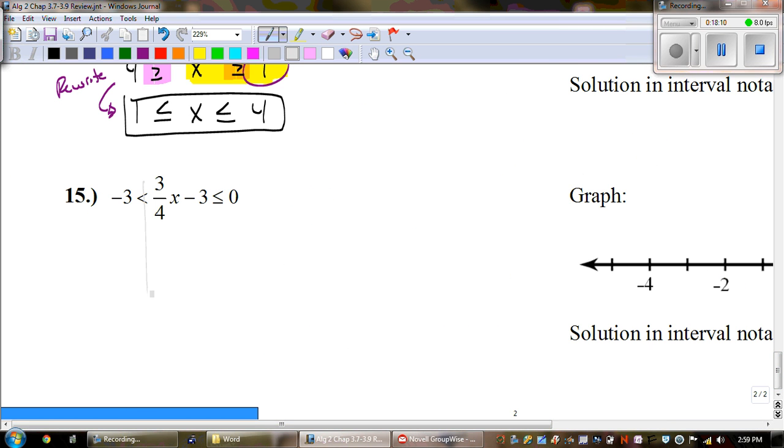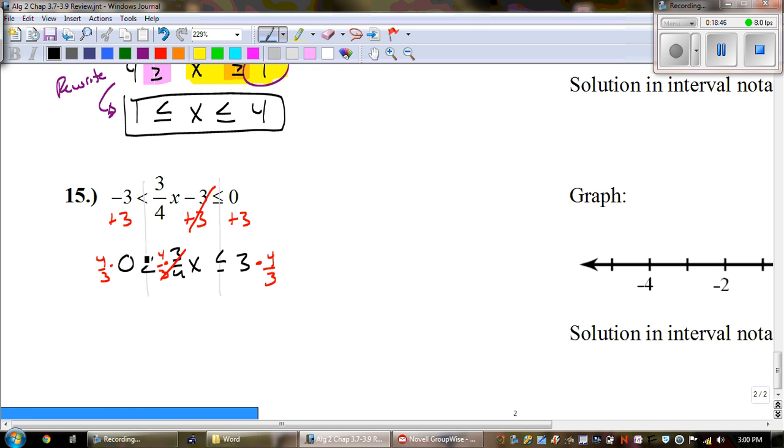Okay. Last one. Let's go ahead and solve this. I want to add 3 to all sides. -3 plus 3 is 0, less than 3/4 x, which is less than or equal to 3. Now, to get the variable by itself, I have to multiply by the reciprocal, and I have to make sure to do that to all sides.